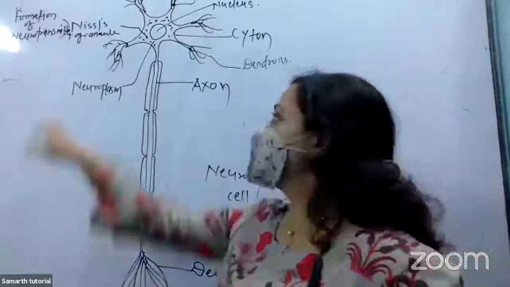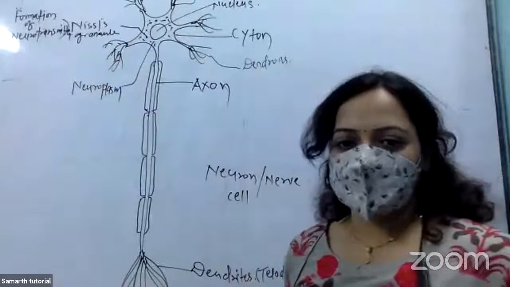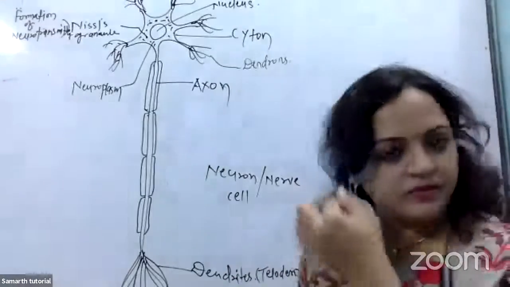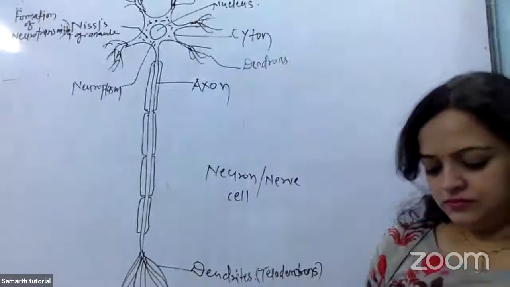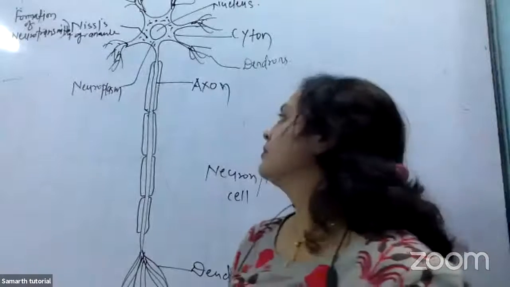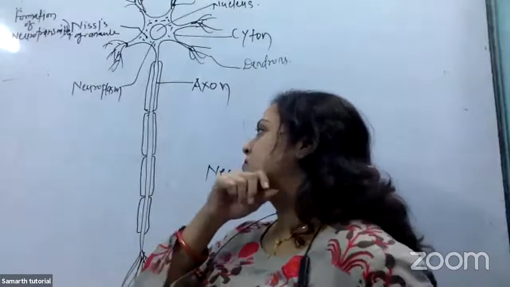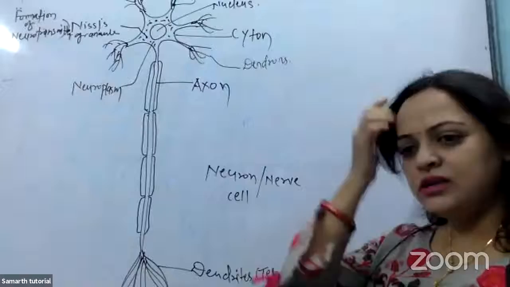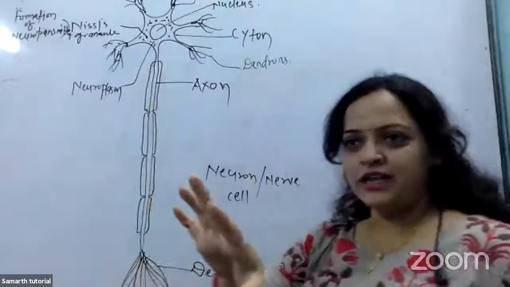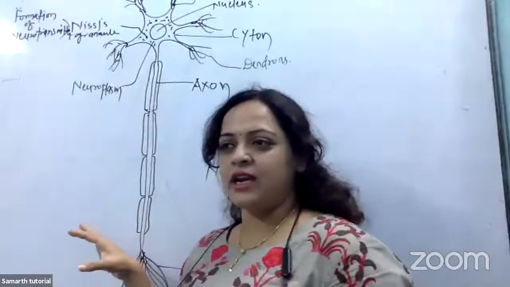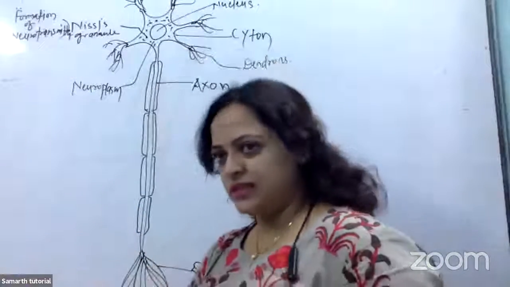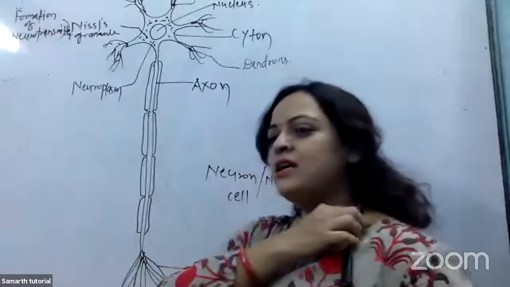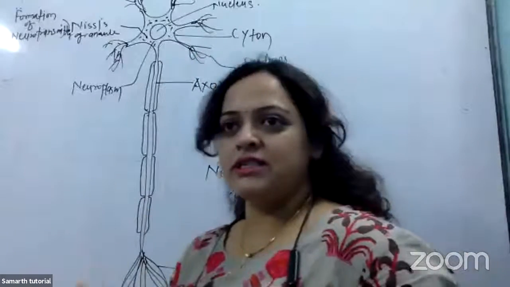Neurotransmitter, formation of neurotransmitter. Done. Okay, so this structure you have already studied, right? I have just drawn the diagram roughly because the diagram is not there right now in the textbook, just to give you an idea how exactly the structure is.